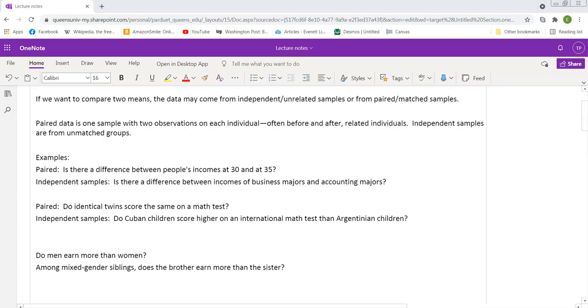So for this one, let's see if you can figure out which one's which. Do men earn more than women? That's one study. And then another one would be, among mixed gender siblings, does the brother earn more than the sister? So I wish you were here in front of me so I could just ask you. But I will tell you that this first one here is independent samples.